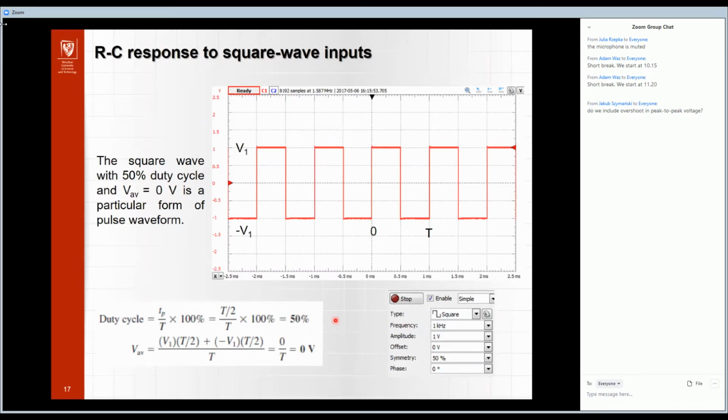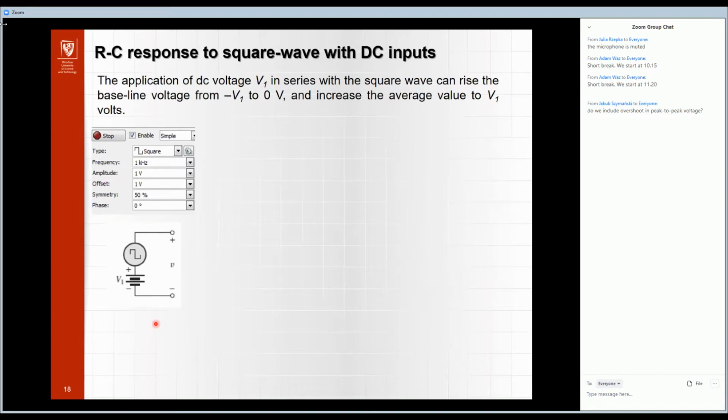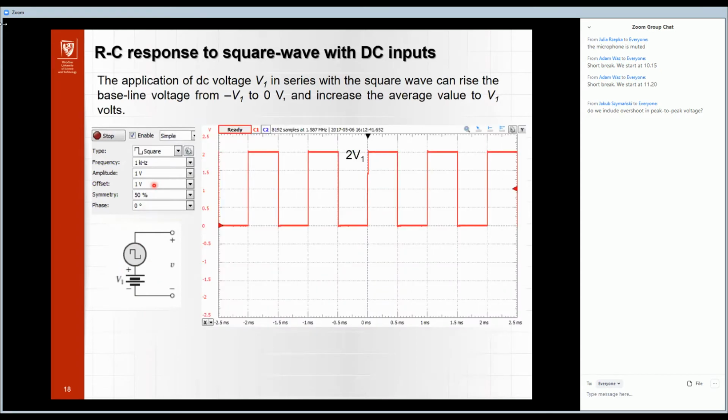We can of course calculate duty cycle and average value for this, and then there is the application of DC voltage in series. So when we want to increase or decrease the base value, we just put in DC voltage in series. For example, here you can see that the amplitude is equal to 1 volt and the offset is 1 volt, I add here the 1 volt source. And as the result, I obtain such a function that starts from 0 and goes to 2 volts. Okay, and now we apply it to this RC signal presented above.